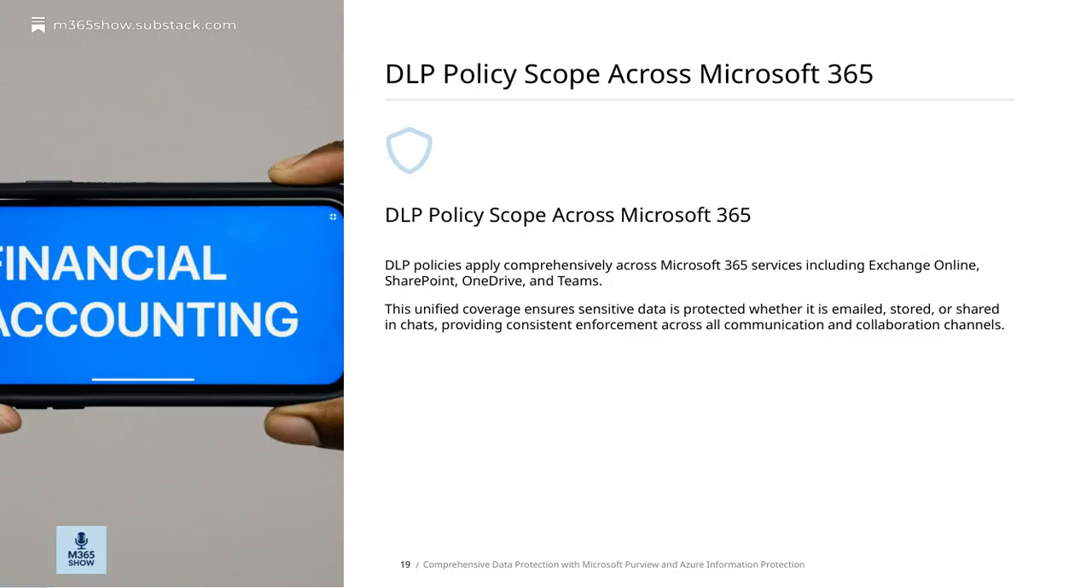Now, let's take a look at how DLP policies are applied across Microsoft 365. These policies are designed to provide comprehensive data protection, covering all the major services like Exchange Online, SharePoint, OneDrive, and Teams. The idea here is to create a unified approach so that sensitive data is protected no matter where it is, whether it's being emailed, stored in the cloud, or shared in chat messages. This consistency is really crucial because it ensures that the same rules and safeguards are in place across all communication and collaboration channels. Ultimately, this helps us maintain a strong security posture while enabling seamless teamwork.